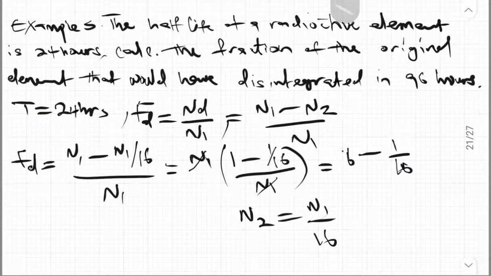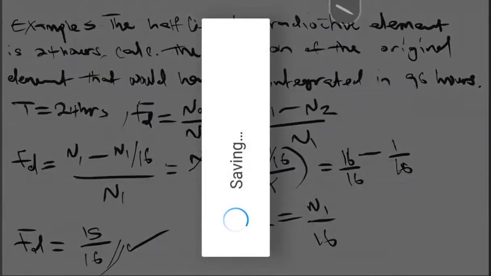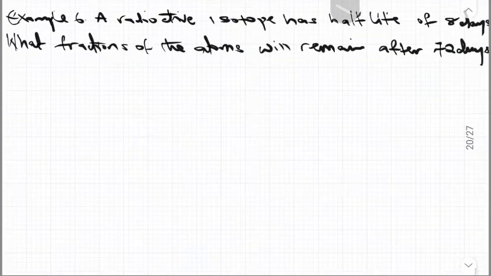So we make this 16 over 16. So FD will be 16 minus 1, that is 15. So the fraction that would have decayed will be 15 over 16, right? So this is correct. So this is example 6. Be sure to try this first.